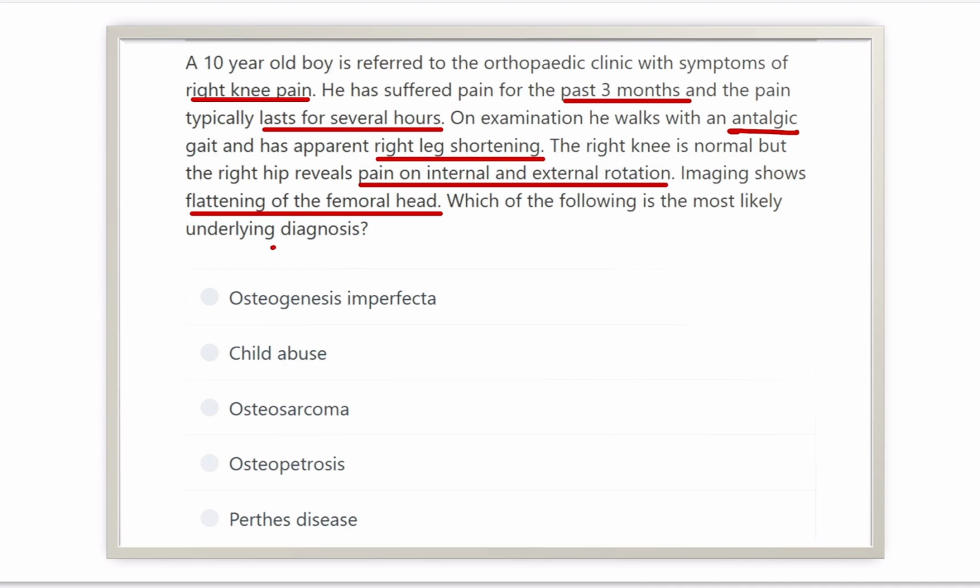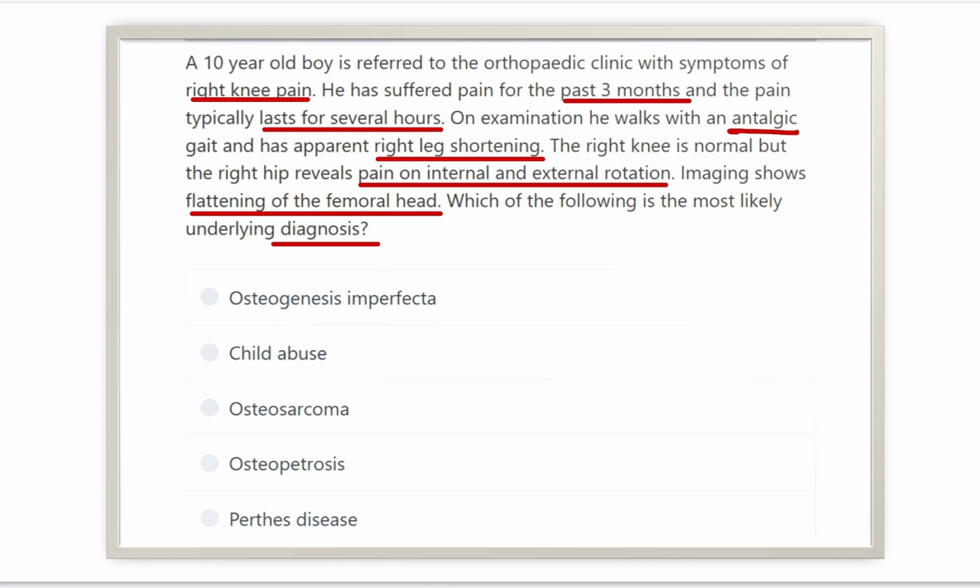So here are a lot of clues. First of all, there is right pain and the pain has been present for the past 3 months. Pain persists for several hours. There is antalgic gait and right leg shortening. Pain occurs on internal and external rotation, and also on the x-ray there is flattening of the femoral head. That means the shortening of the femoral head.